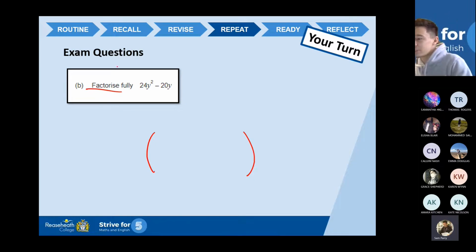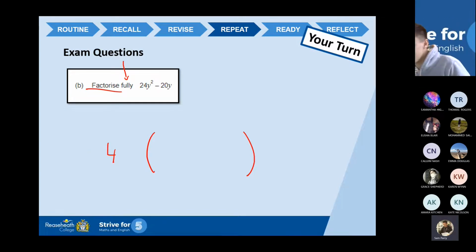Now, this is the key word here. It says factorise fully. So when we do something fully, essentially what it means is we need the biggest number that goes into both 24 and 20 on the outside of the brackets. What's really encouraging for me, I can see Darcy, Kate, Sam and Karen, you've all done this. You've got the number 4 on the outside of your brackets, okay? That's a good start.